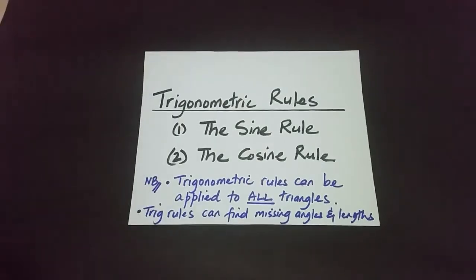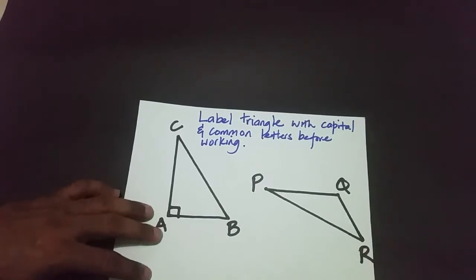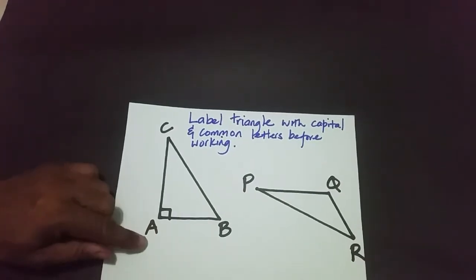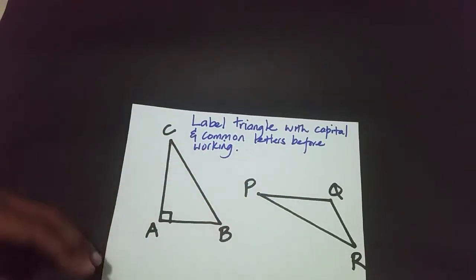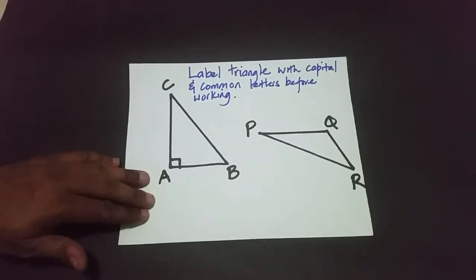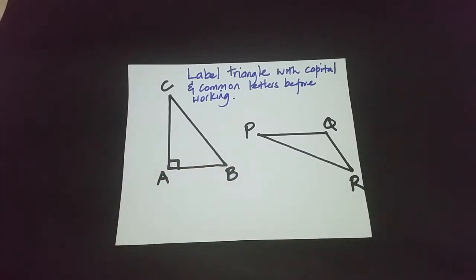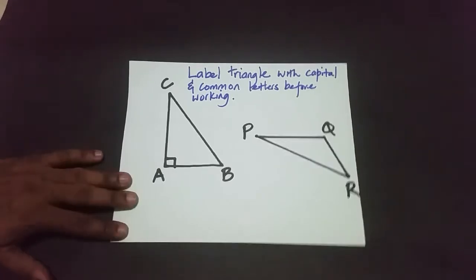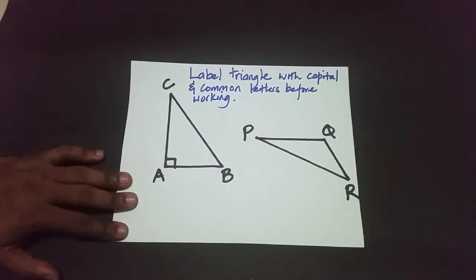Now, before we actually get into the sine rule, which is what we want to focus on today, it is extremely important for you to know a particular thing. When you're going to use trig rules, you have to label triangles correctly. Typically, when they give you a triangle, and I'm using both a right angle triangle and a non-right angle triangle, because as we said before, trig rules can be applied to all triangles, it doesn't make a difference, because trig rules work on everybody. Now, this says label the triangle with capital and common letters before working. And you're going to see what I mean in a little bit.